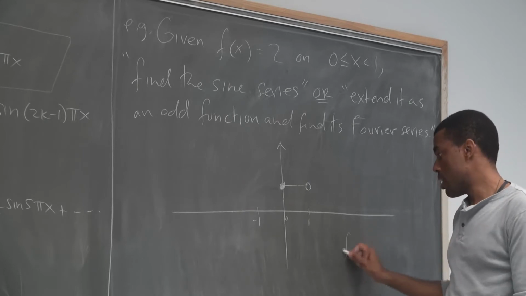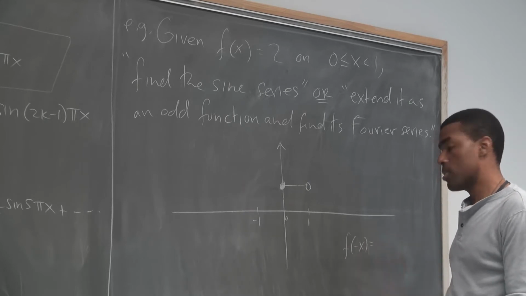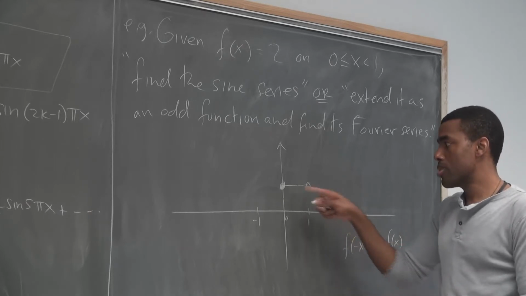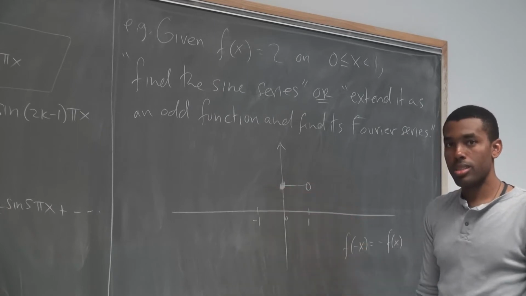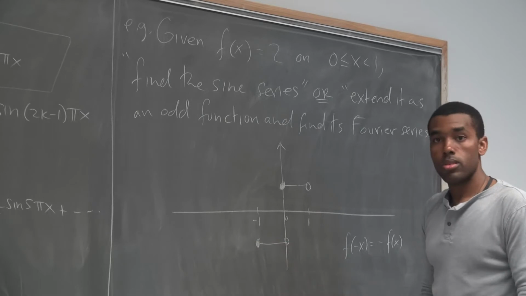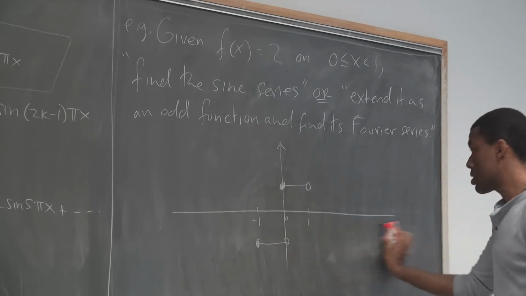What makes something odd? f of minus x should be what? Negative 1. The negative of f of x. So if f of x is 2 on this side, what should it be on this side? Negative 2. Minus 2. Right? So that's the pattern you're going to repeat.